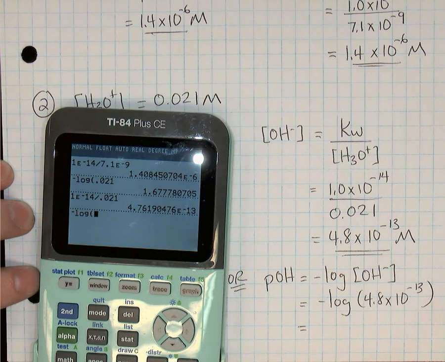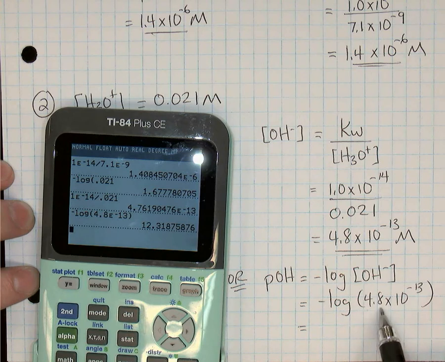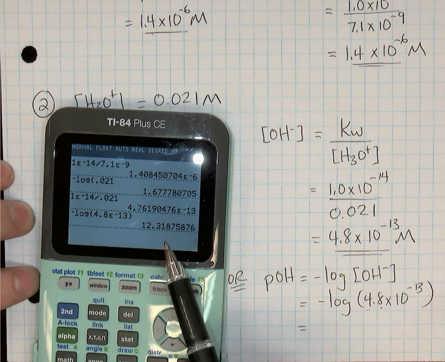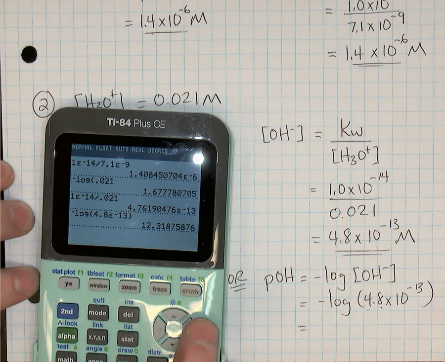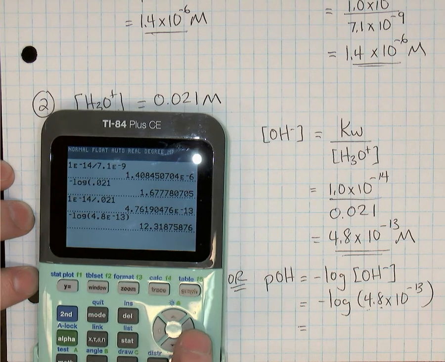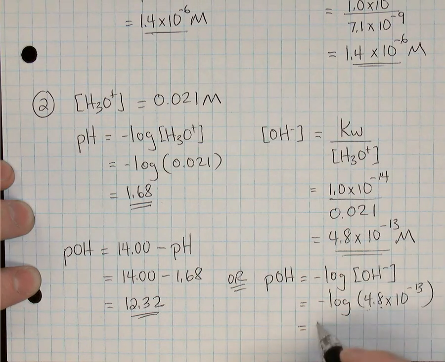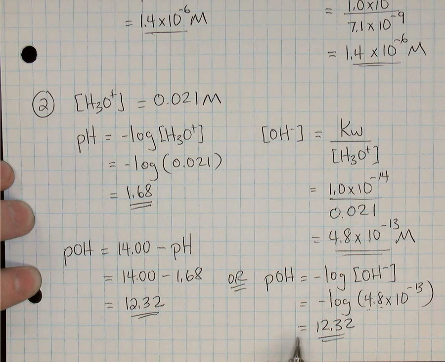The negative logarithm of 4.8 times 10 to the negative 13 equals 12.32. Again, there were two significant digits in the concentration, so I keep two decimal places in the pOH, so 12.32. And it's the same answer that we got using the other equation.